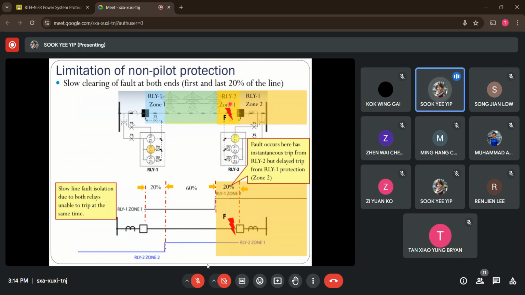So now we know that relay 2 is directly able to pick up the fault. Why? Because this last 20% of the line is actually within the first zone setting of relay 2. But this is at the second zone of operation of relay 1. So which means that yes, the breakers will open, but you need to wait for 20 cycle time. So in such a case, we can say we will have slow line fault isolation at both ends of the relays here. So it can't trip at the same time if we are using a non-pilot protection scheme.